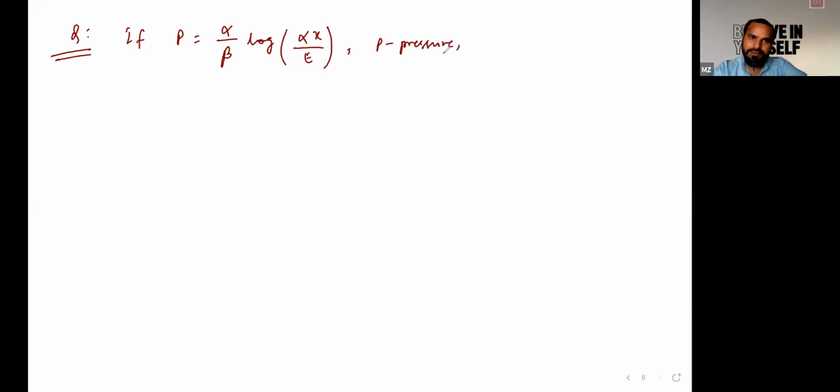Next, just try to solve this. b is equal to alpha divided by beta, log of alpha times x divided by e. In this expression, P is pressure, x is displacement, and E is energy. Using this, find the dimensions of alpha and beta.